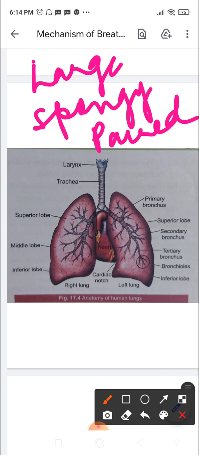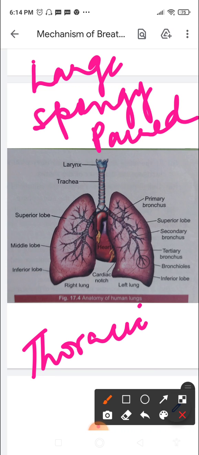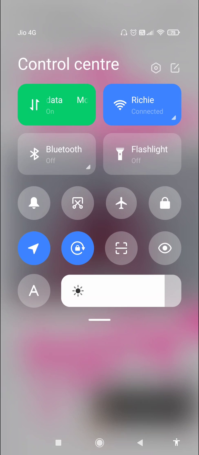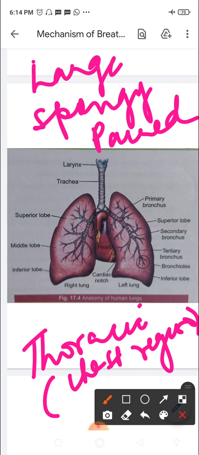thoracic cavity. What is the thoracic cavity? Thoracic is the chest region. What region is the thoracic region? That is the chest region, right? So the lungs are within the thoracic cavity.